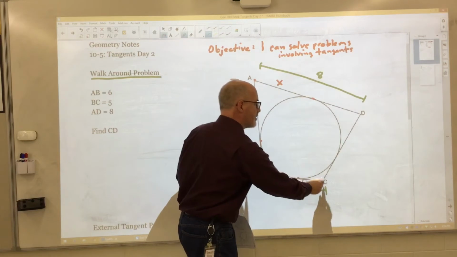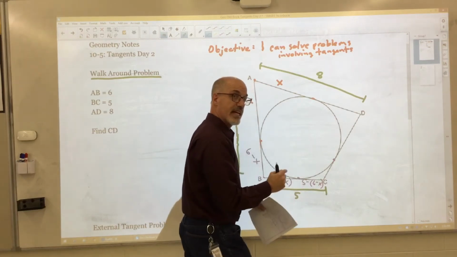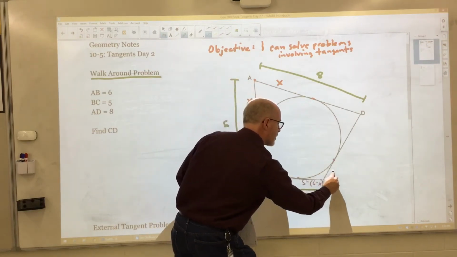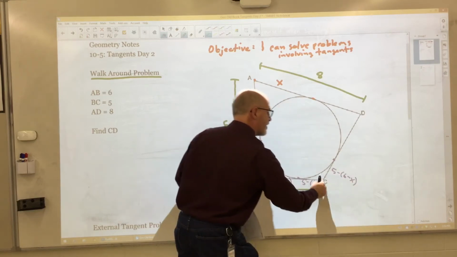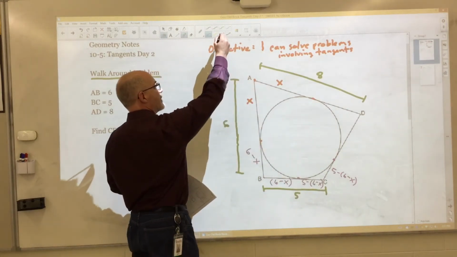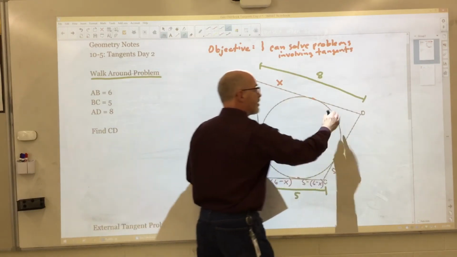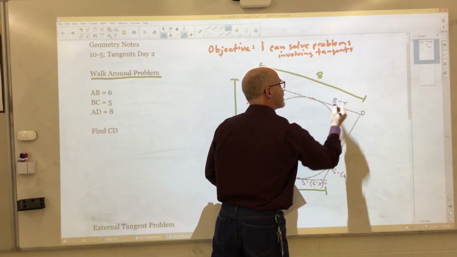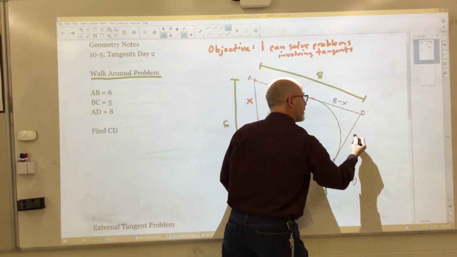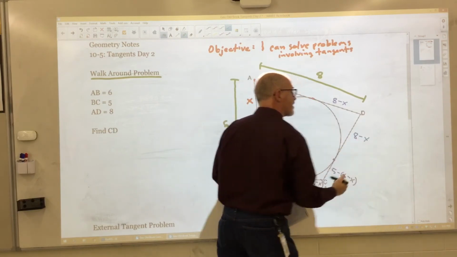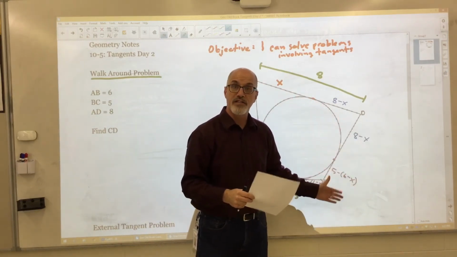And we can now extend that up to here from C to this point. These two tangents are going to be congruent, so I'll put their measures equal, so 5 minus (6 minus X) for this segment there. Now let's walk around the other direction as well. So if this is X, over here this would be 8 minus X. Now what I can do is say that this tangent will be congruent to that one, so their measures are equal, so this will be 8 minus X. What we've done is had them arrive now to meet on our side CD that we're trying to find.